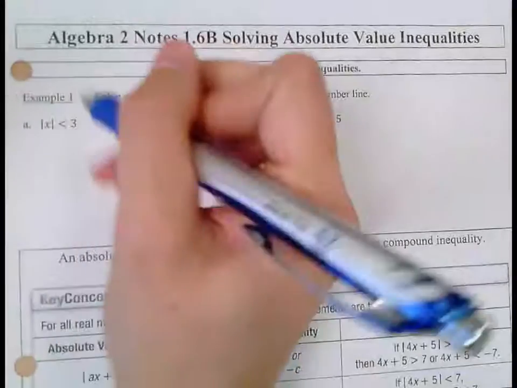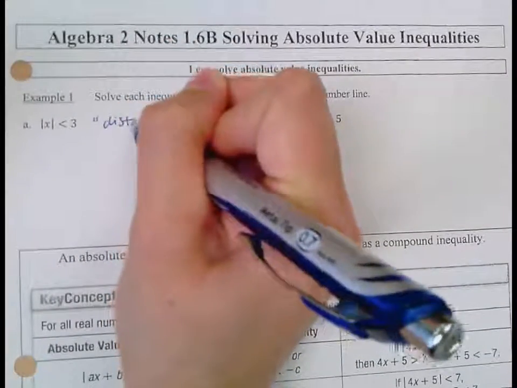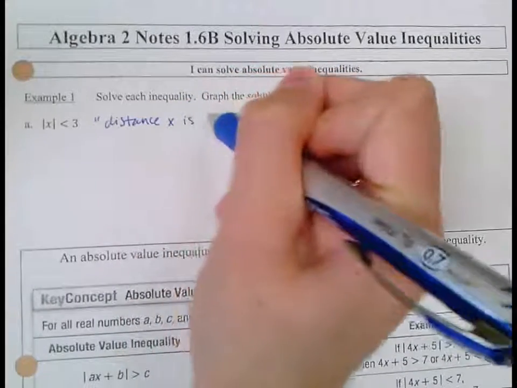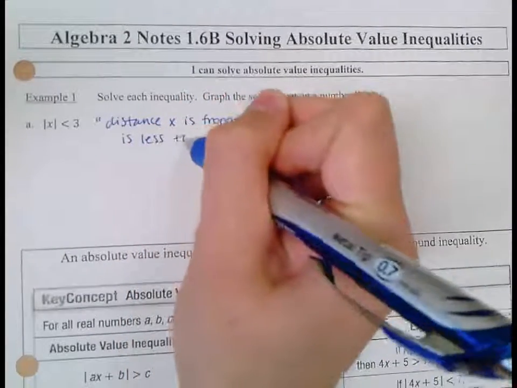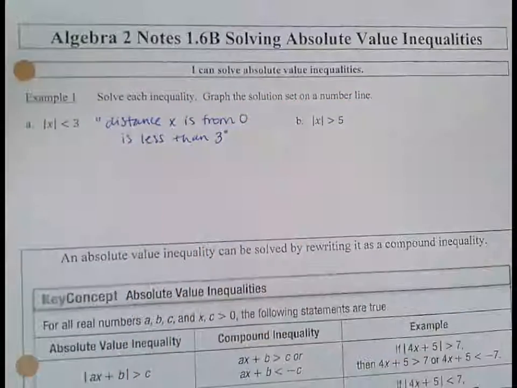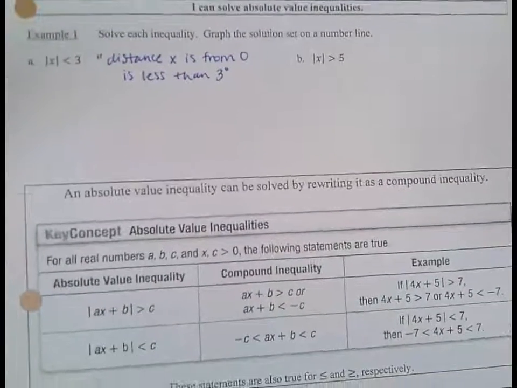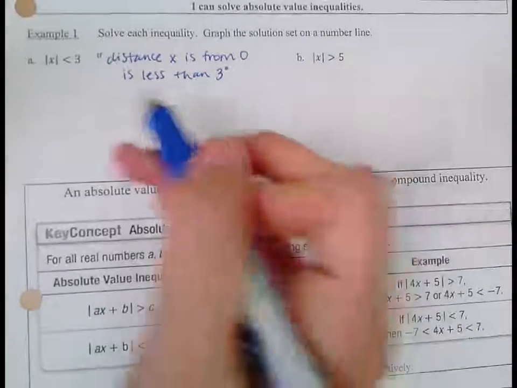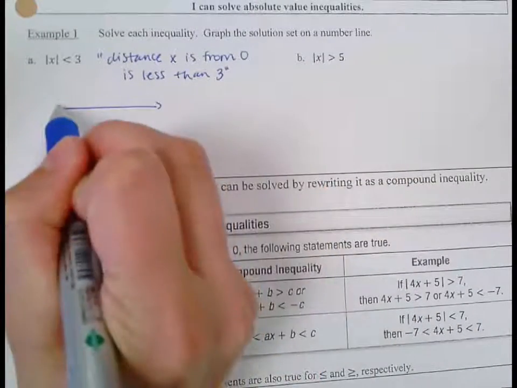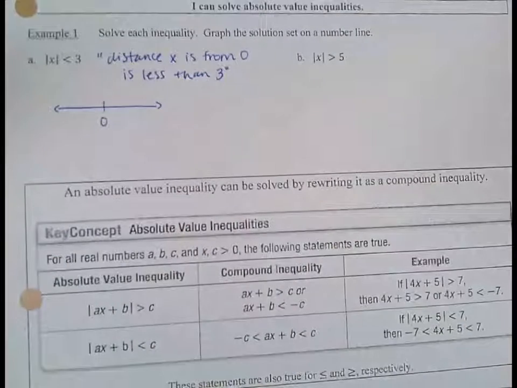Distance from 0. So this means that the distance x is from 0 is less than 3. That is what that absolute value inequality is stating. X is some number that has a distance that is less than 3 away from 0. So I'm going to think about on a number line, I'll just put 0 on there, what values x could be. So what are some values that would fit in this solution set for x? Values that have a distance from 0 that's less than 3.